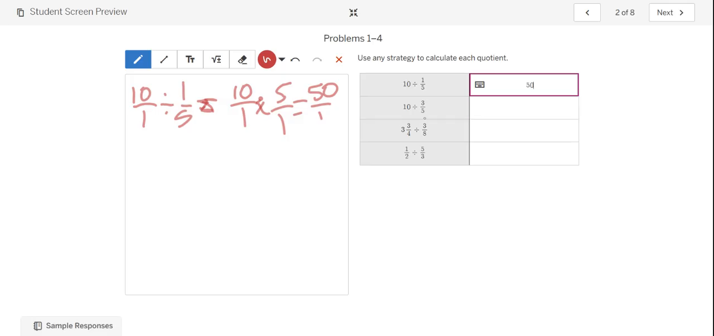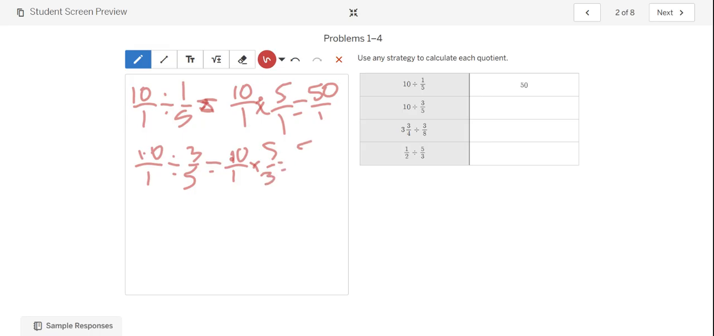Now, 3/5 is just going to be 50 divided by 3, but I'll set it up the same way. 10 over 1 divided by 3/5 equals 10 over 1 times 5 over 3, which is 50 over 3. And I can just type that. I don't need to simplify it. 50 over 3.